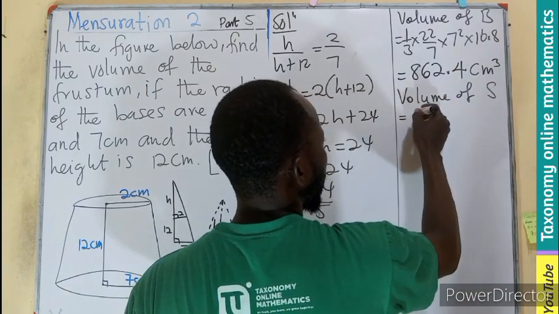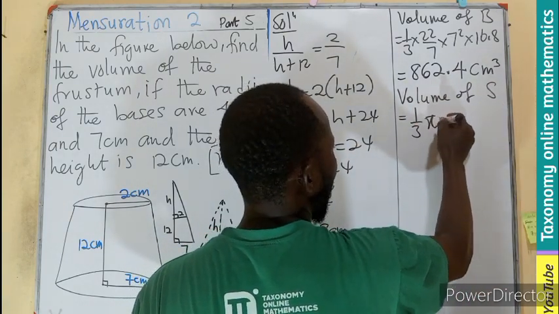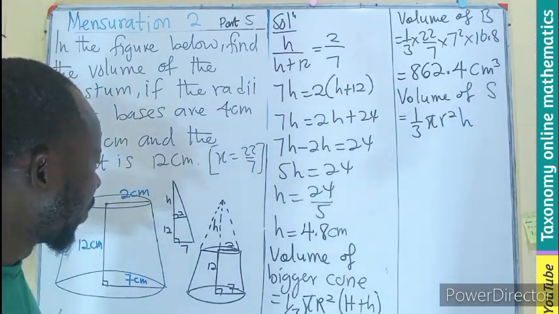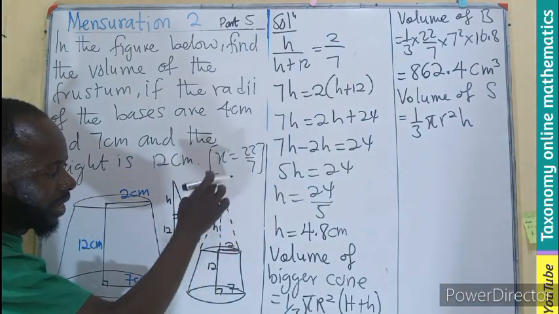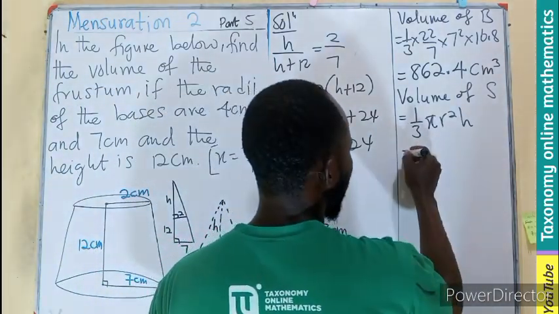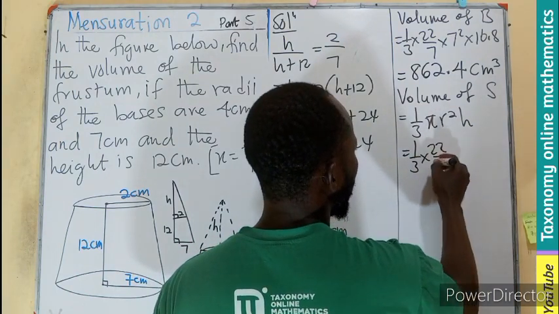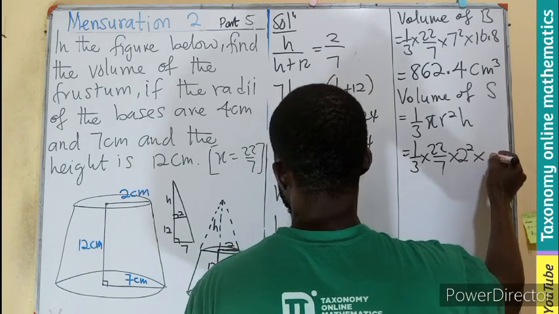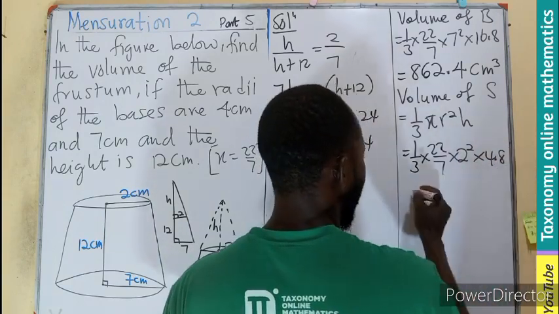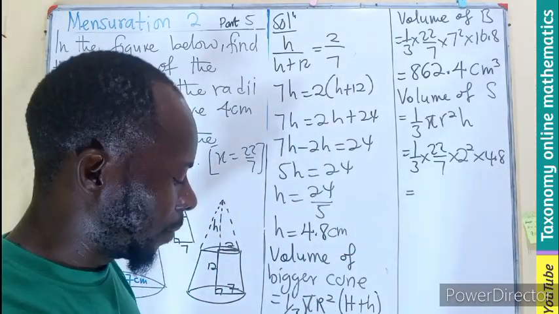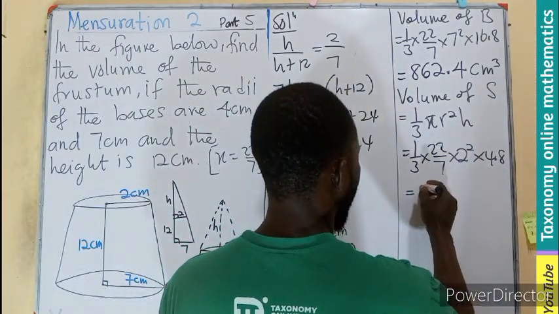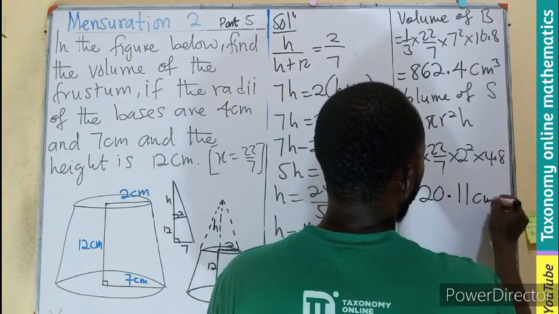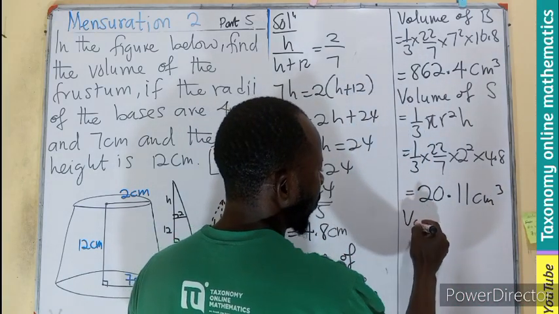So let's go for the volume of the smaller cone, which will also be 1/3 pi r squared h, where the small letters will be what we are using. This is the smaller r here and the smaller h. This will be 1/3, 22/7 times the radius, which is 2 squared, the height 4.8. Putting that on a calculator, that will give us 20.111 centimeter cube.